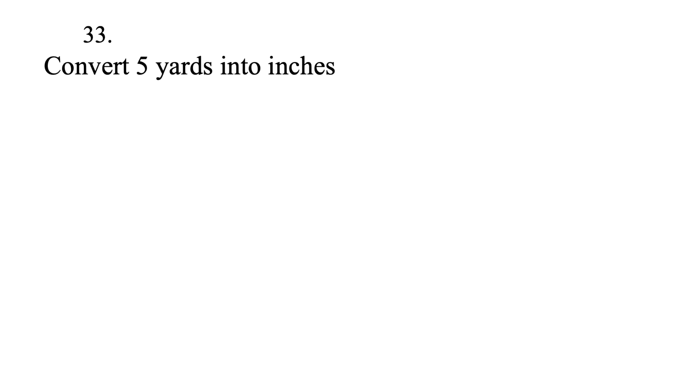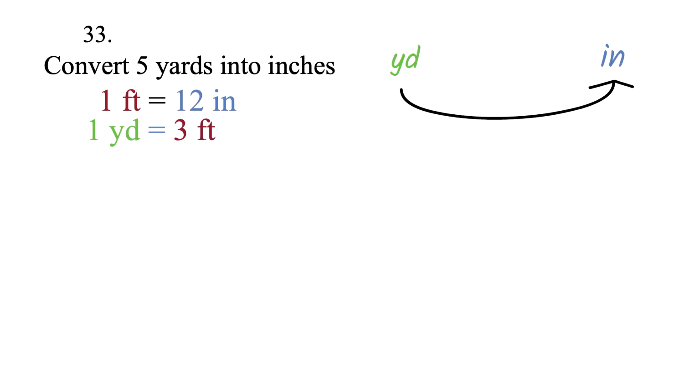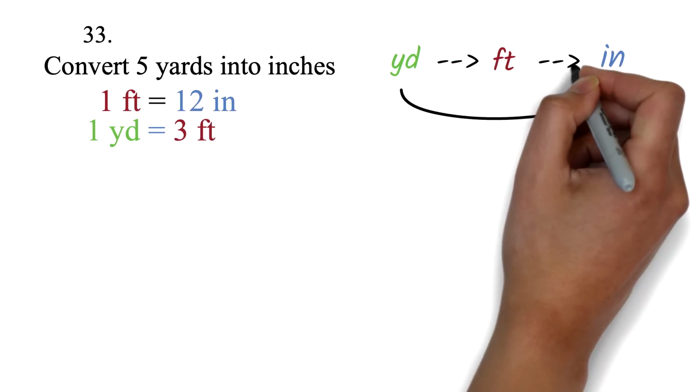Convert 5 yards into inches. Given the conversion factors, 1 foot equals 12 inches and 1 yard equals 3 feet. You can have questions in which you must use multiple conversion factors. Here, in order to convert from yards to inches, we have to convert from yards to feet first, then we will convert from feet to inches.